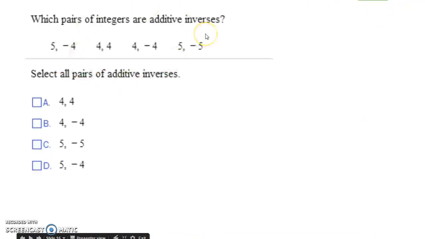On your own, which pairs of integers are additive inverses? Take a quick look. You should be getting B and C, a number and its opposite. These are not the same number. These are not opposites. So only B and C.